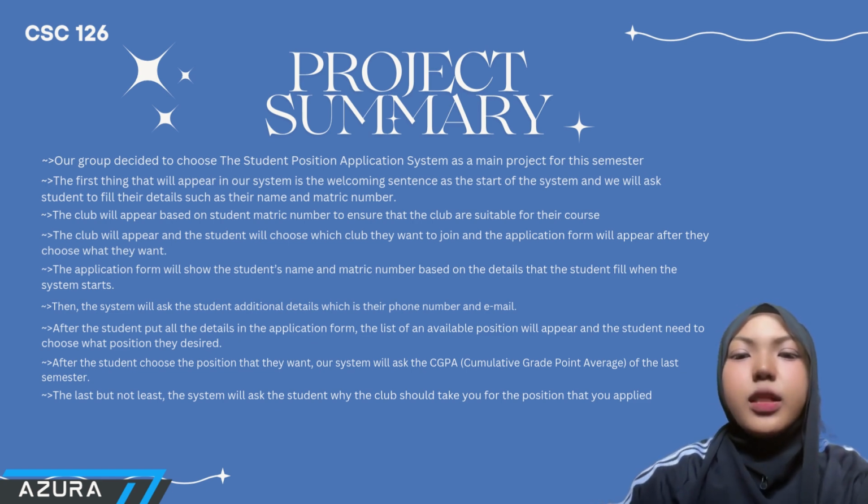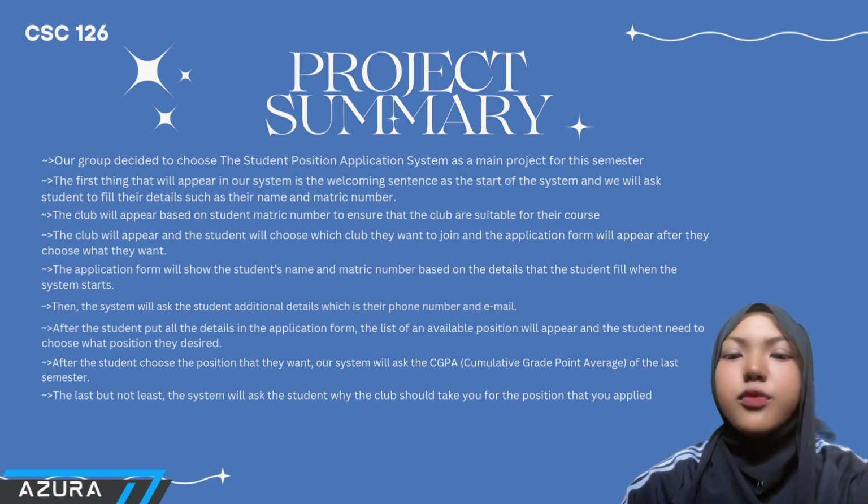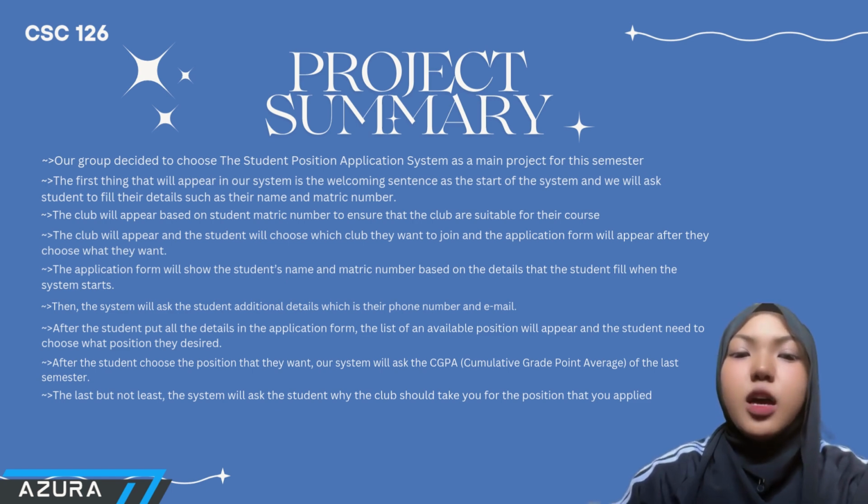The first thing that will appear in our system is a welcoming sentence as the start of the system, and we will ask students to fill in their details such as their names and matric number. The clubs will appear based on the student's matric number to ensure that the clubs are suitable for their course. The student will choose which club they want to join, and the application form will appear after they choose what they want.